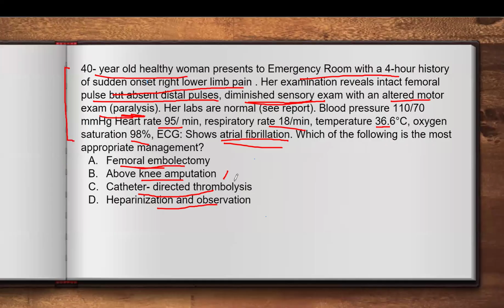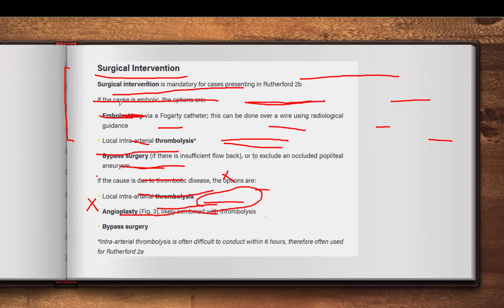Amputation right now is not accurate because this is not an irreversible damage right now. We can save the limb right now. And again, catheter directed thrombolysis is for a thrombosis, not an embolus. Heparinization and observation, again, just because of this observation word, this is not an accurate answer. And also, they are asking about the most appropriate management, so this wouldn't be the most appropriate one. Heparin is the initial one, but not the most appropriate.